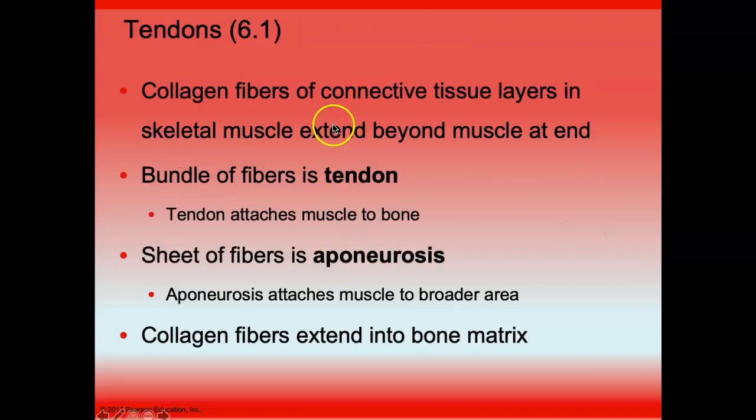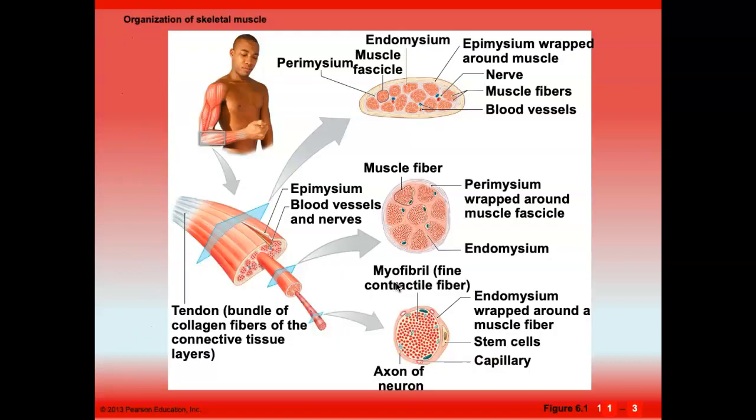So these collagen fibers extend throughout the muscle tissue and extend beyond the muscle tissue to become tendon. Now, sometimes these tendons are actually sheets of tendon, and that's called an aponeurosis. For example, we have one on the top of our head that connects the muscle of our forehead to the muscle covering our occipital bone.